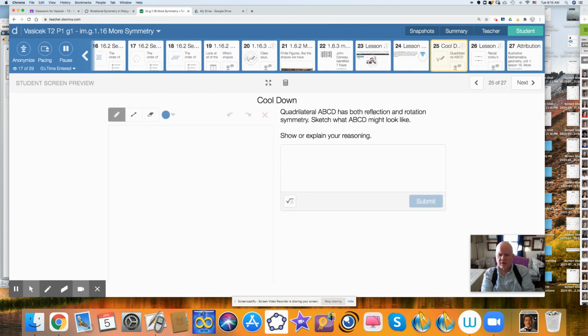And then the final is to draw a quadrilateral that has both reflection and rotational symmetry. Sketch what it might look like and explain your reasoning. Explain why it's got rotational symmetry. Explain why it has reflection symmetry.